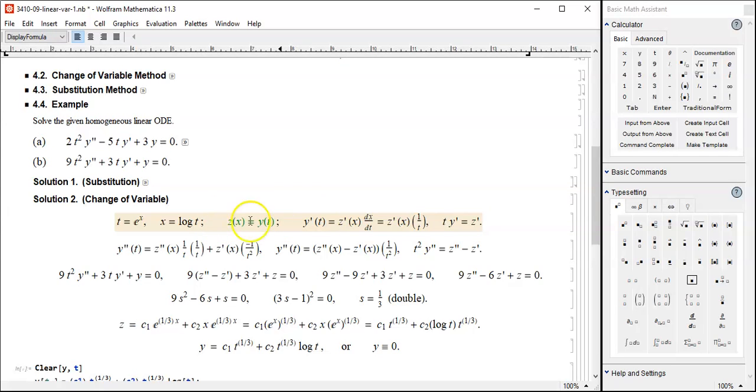And then we take the derivative. y prime is equal to z prime, and by chain rule, however, we have dx over dt, which is 1 over t. You see, x is log of t, so dx over dt is 1 over t. So what do we have? Flipping this denominator to the other side, t times y prime is z prime. So this is going to be z prime.